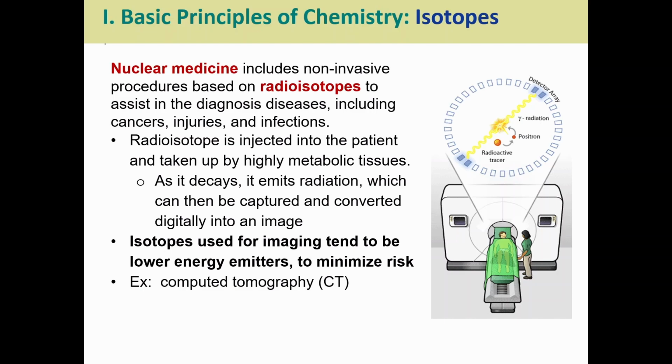The isotopes that we use for imaging tend to be lower energy emitters because we want to minimize risk. Because they are radioactive, we want to make sure that we are not giving anything that's going to be too harmful. We do want the pros to still outweigh the cons, right?